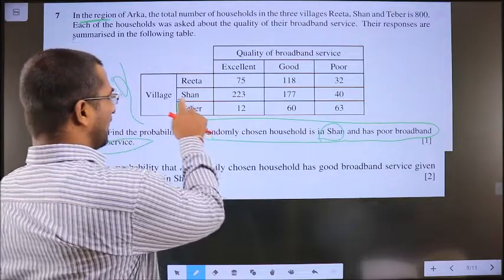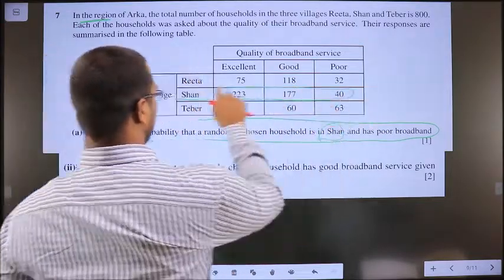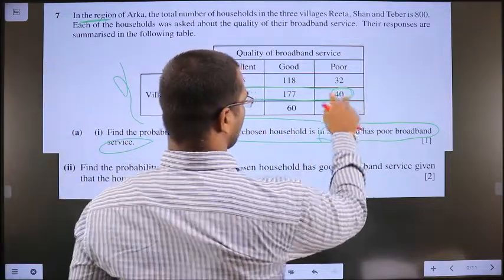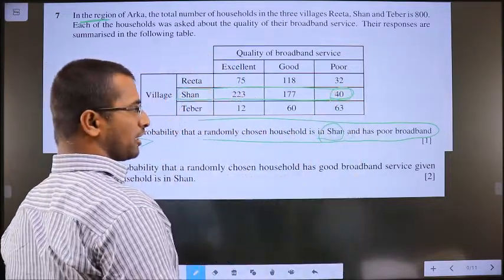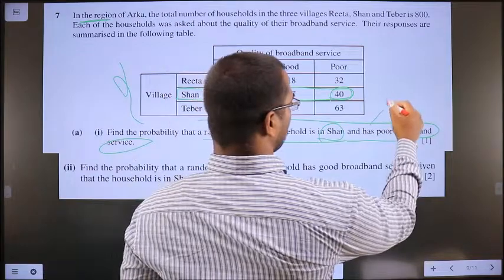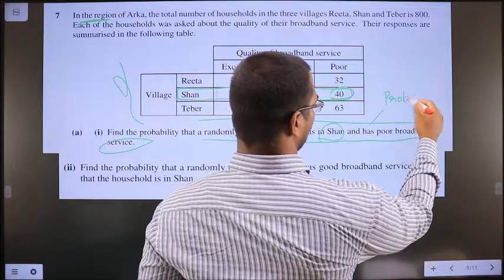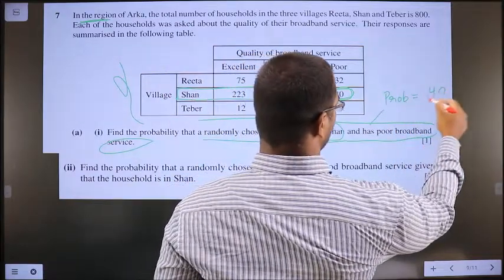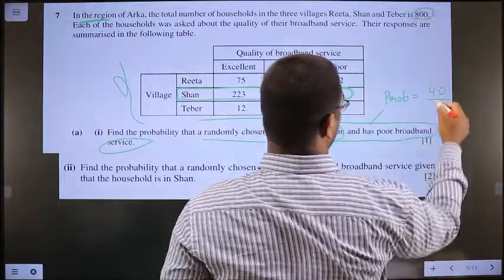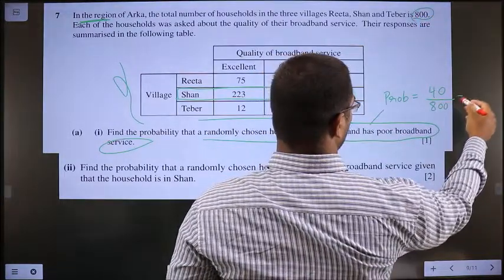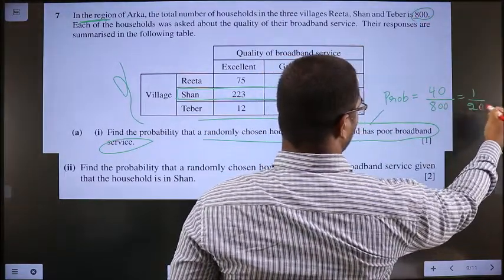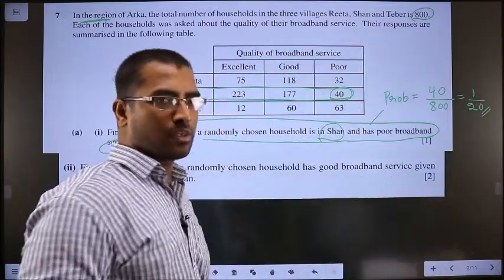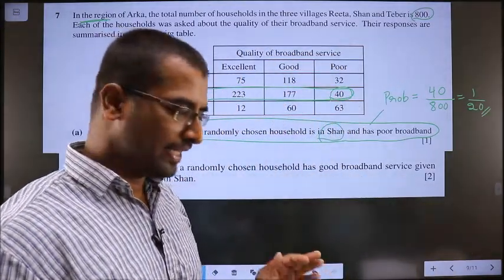So look at Shan and select the poor one. Poor broadband service is 40. So the probability will be 40 by the total, which is 800. So that is 1 by 20, your answer. Okay. Next one.